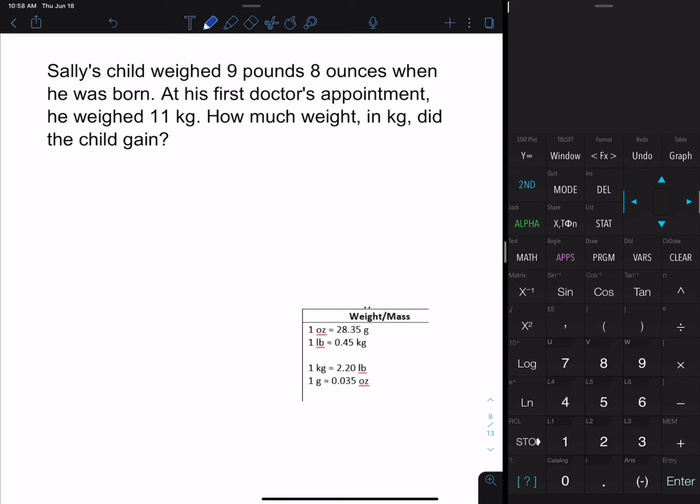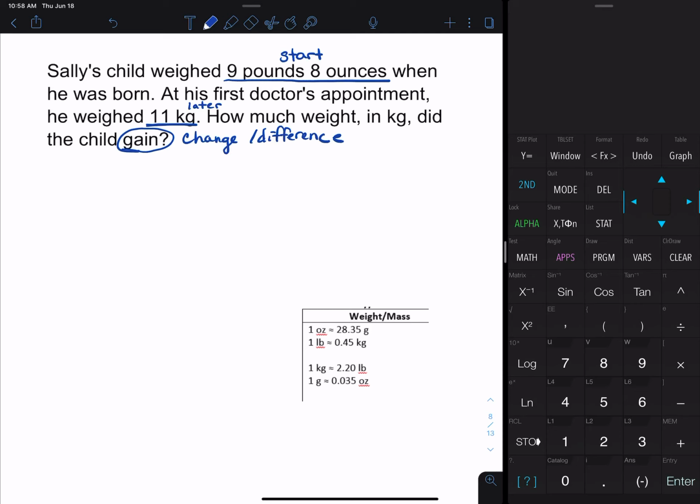So if I'm looking at what's going on here, I'm looking for how much weight the child gained. So I'm looking for a change or a difference. They're telling me that the child originally started out at this 9 pounds, 8 ounces, and then later on weighed 11 kilograms. So if I'm trying to figure out a change or a difference, I need to subtract.